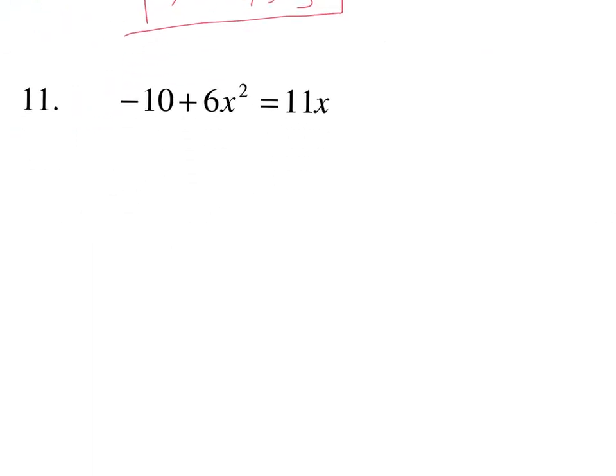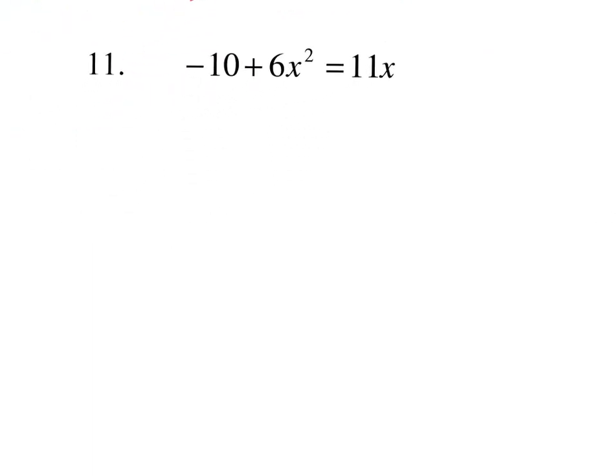Number 11, we have a similar situation where our equation is not equal to 0. Not a big deal. We're just going to subtract this term off. So we'll subtract off 11x. We'll subtract off 11x on the left side also. That will give us an equal 0 here.